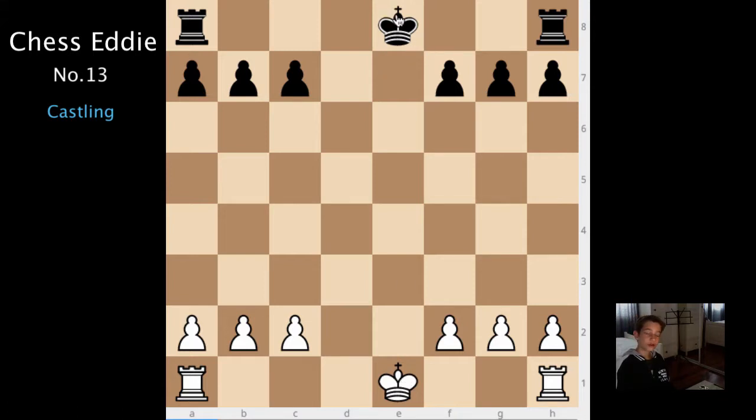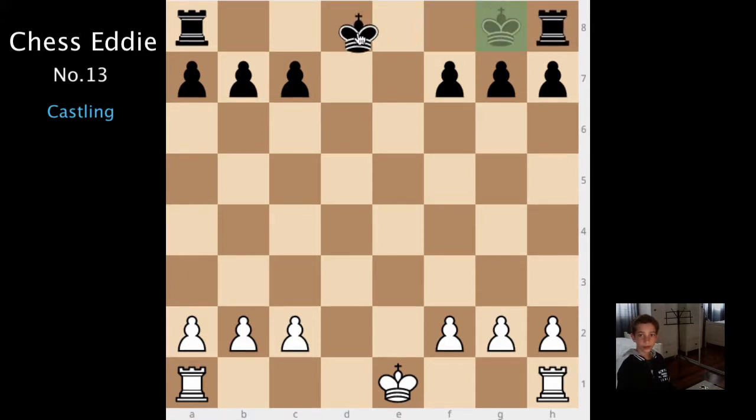For black, it's the same thing. It's just on the last row. For black, if you castle kingside, which would be like this, the rook would go to f8, and the king would go to g8. Castling is the only opportunity you have to move two pieces at the same time during the game.